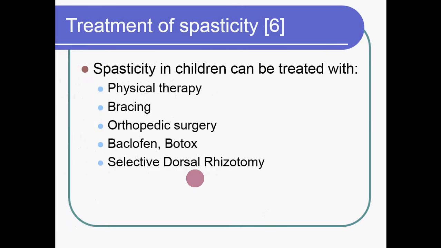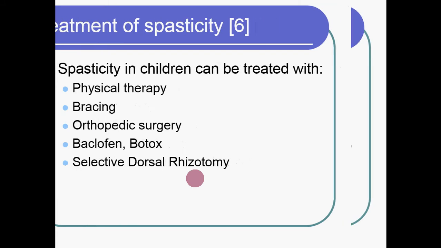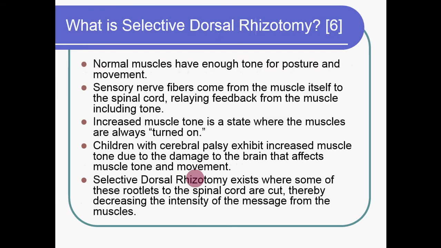Spasticity in children can be treated with physical therapy, bracing, orthopedic surgery, baclofen or Botox, or selective dorsal rhizotomy, which we're going to talk about tonight. So what is this procedure? Well, normal muscles have enough tone for posture and movement. Sensory nerve fibers come from the muscle itself to the spinal cord, relaying feedback from the muscle, including tone.